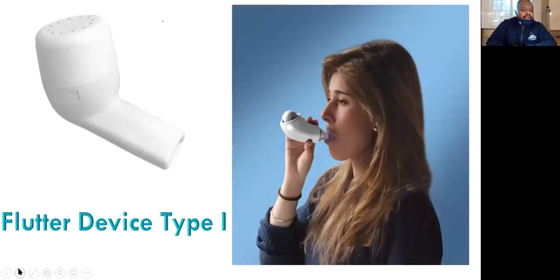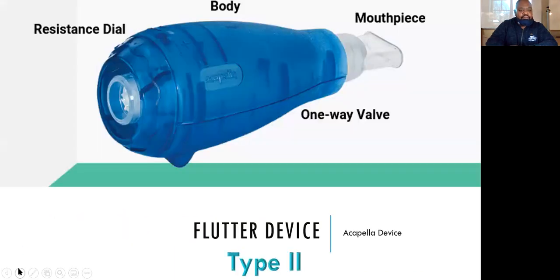All right, so this is that flutter I was telling you about. Flutter type one. This is the first type of flutter that has a metal ball inside of here. The patient will exhale through here, and that little ball will shake back and forth, which gives a pulsating sensation in the lungs, helps shake those secretions off the lungs. That is the flutter device type one.